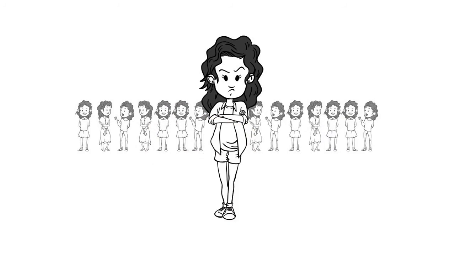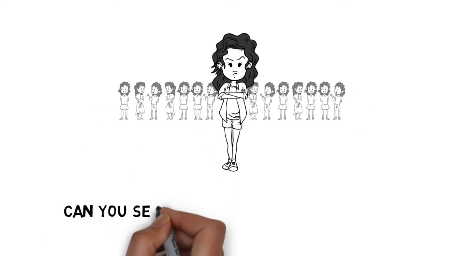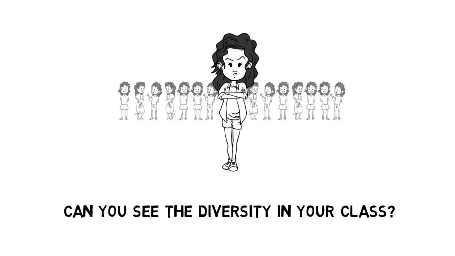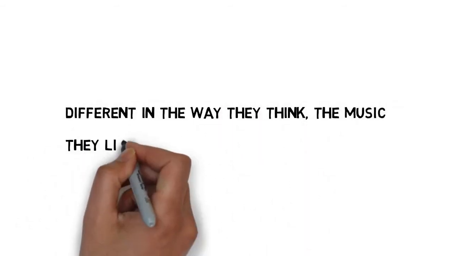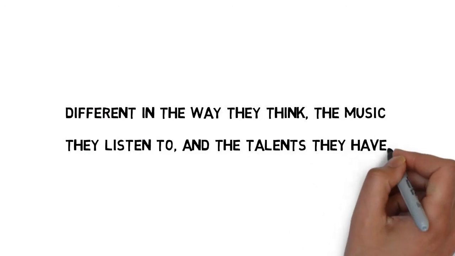Look around at your classmates. Can you see the diversity in your class? Can you appreciate that you have so many different types of students in your class? This week's assignment: people aren't just different in the way they look or speak. They are also different in the way they think, the music they listen to, and the talents they have.